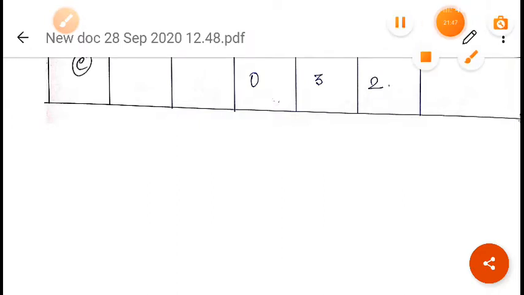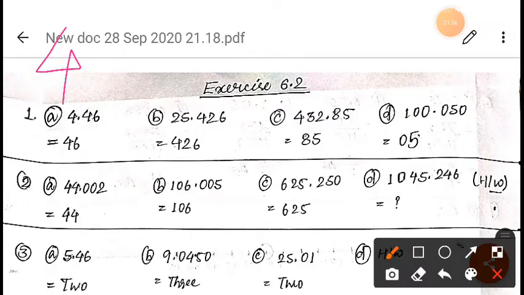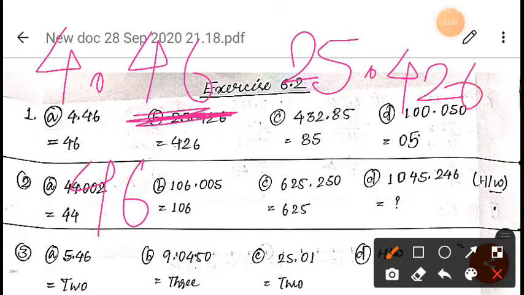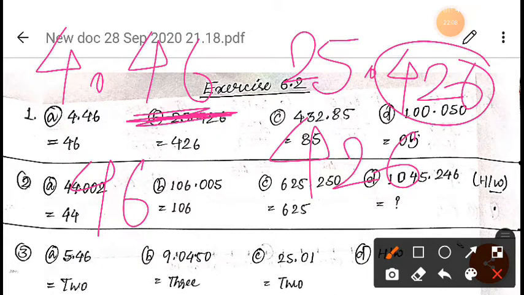Okay, and it is given 4.46. So what is the decimal part? This is the decimal part, so this one will be the answer. It is very easy, right? In the second question it is written 25.426. So which one is the decimal part? This 3 is in the decimal part, so we will write 24246.